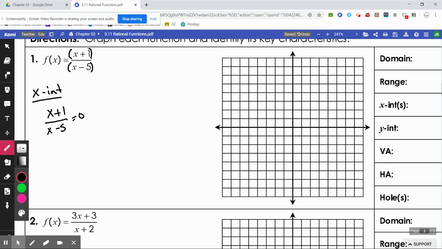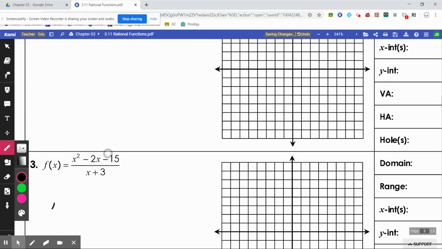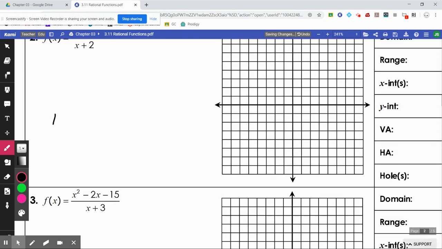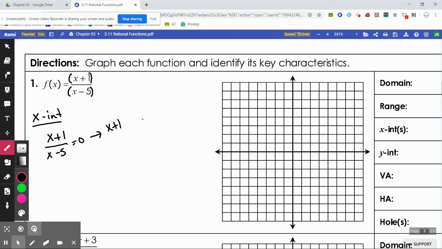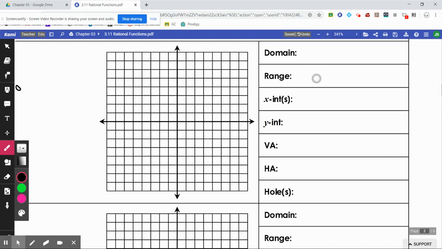In order to solve a fraction equal to 0, there's only one way for a fraction to be 0. If you have x/3 = 0, how can a fraction be 0? Only if the top is 0. So here x would have to be 0. What about the bottom? Can the bottom be 0? Never. So therefore, anytime you have a fraction equal to 0, all you have to worry about is what makes the top equal to 0. So your x-intercept here is going to be -1. So you have an x-intercept at (-1, 0).